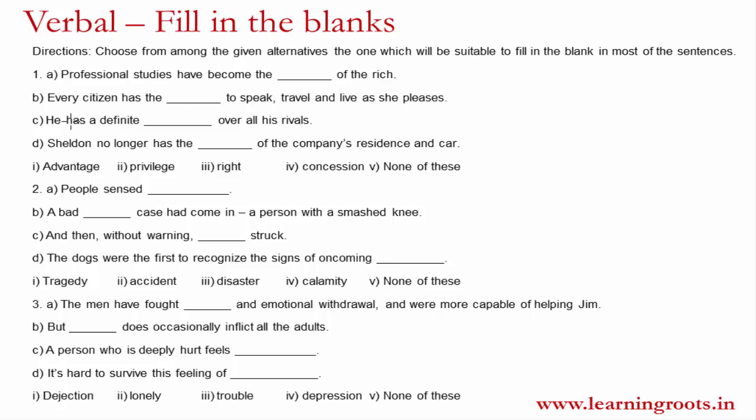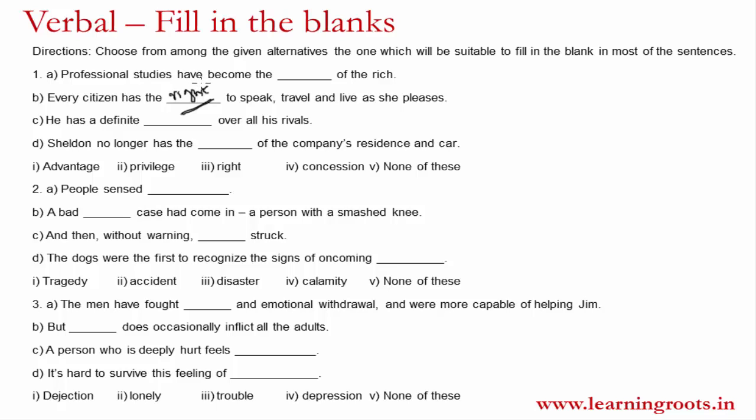The second statement says that every citizen has the dash to speak, travel and live as she pleases. This is a very easy one. You can say that every citizen has the right. So there are a few basic rights which are present, and this sentence probably tries to tell us that every citizen has the right to speak, travel and live. So it's pretty clear that there should be right here. So we will simply write right here. So this is something that we would keep in mind. He has a definite dash over all his rivals. So it could be he has a definite dash over all his rivals.